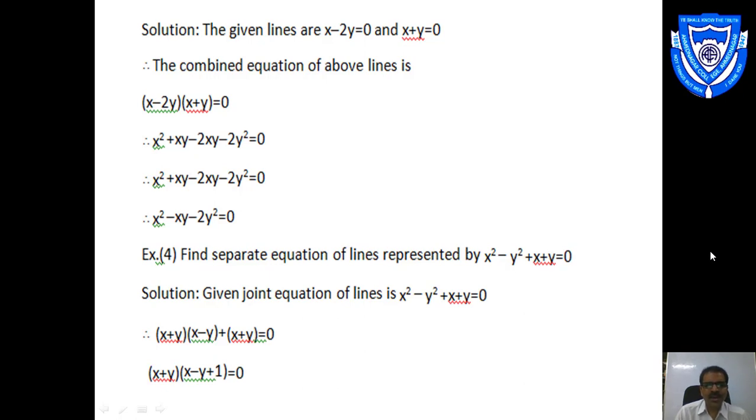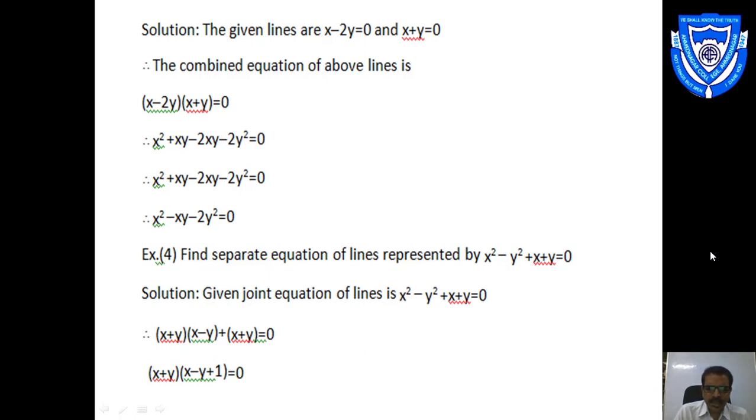Example 4. Find the separate equations of lines represented by x square minus y square plus x plus y is equal to 0. In this example, the joint equation is given to you, and from that we have to obtain the separate equations of two lines. So the given joint equation of lines is x square minus y square plus x plus y is equal to 0.